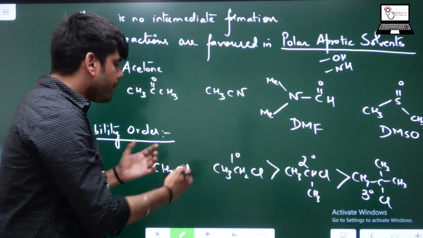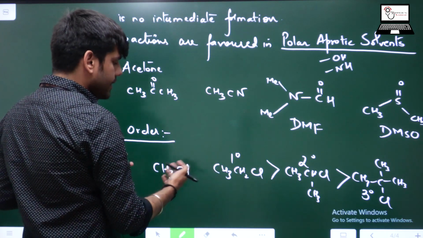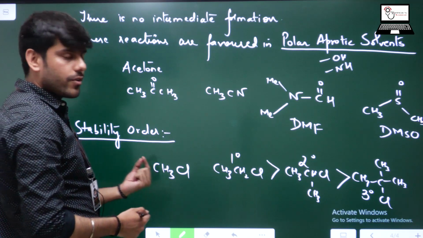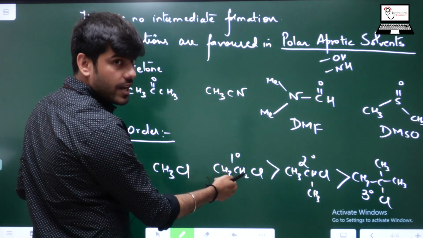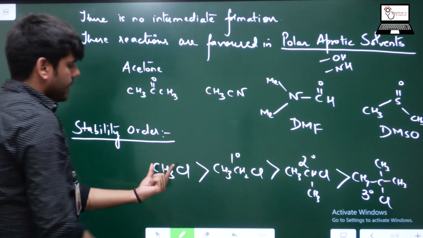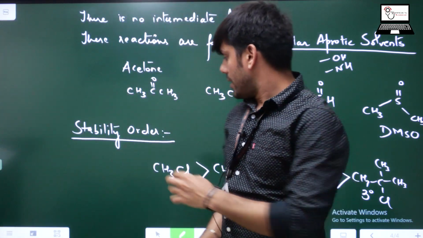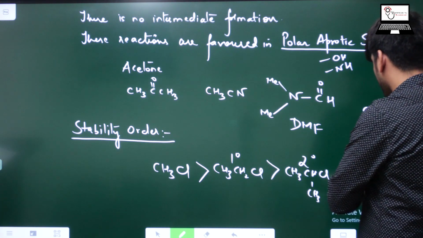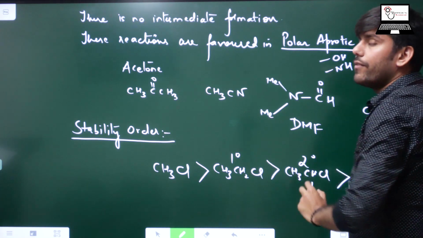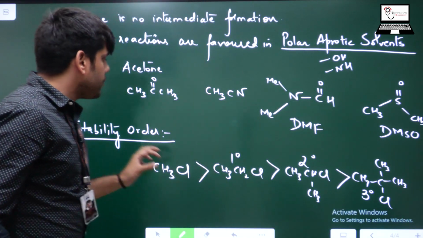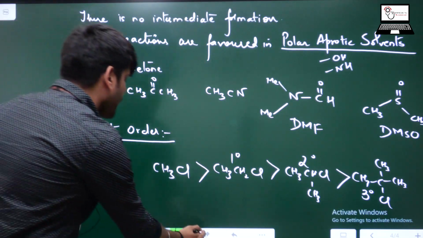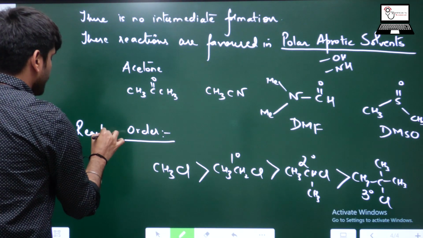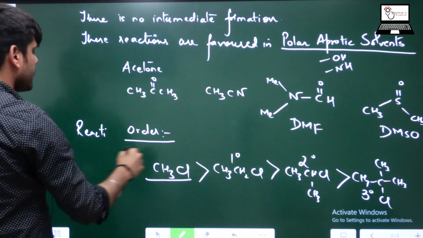And if you compare these two, it is clearly visible that one has a longer hydrocarbon chain and the other a shorter chain, which is even less sterically hindered. So CH3Cl, followed by CH3CH2Cl, then a 2 degree alkyl halide, and then a 3 degree alkyl halide. So this is the stability order, or we can say the reactivity order, and this one is the most reactive among these 4.